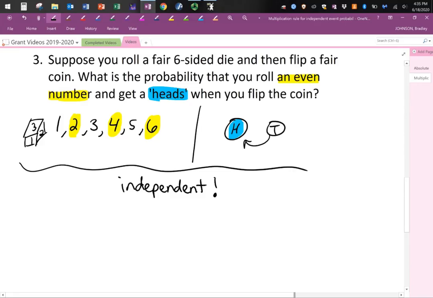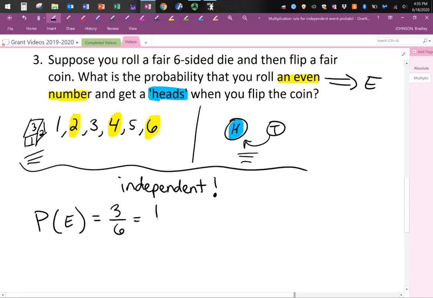Now, the reason they're independent is because rolling that die has nothing to do with flipping that coin, right? Nothing. They're totally separate. They are independent of each other. So if I asked you what the probability of, let's say, rolling an even number, I'll say E for the event of rolling an even number. The probability of E, this happens 3 out of 6. So the probability of that occurring would be 1/2. It happens half of the time.